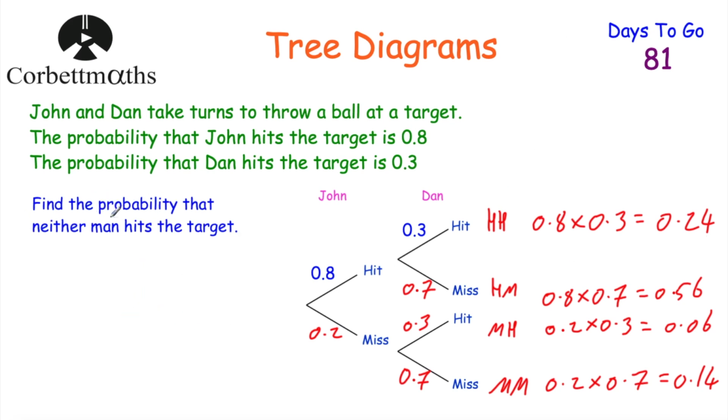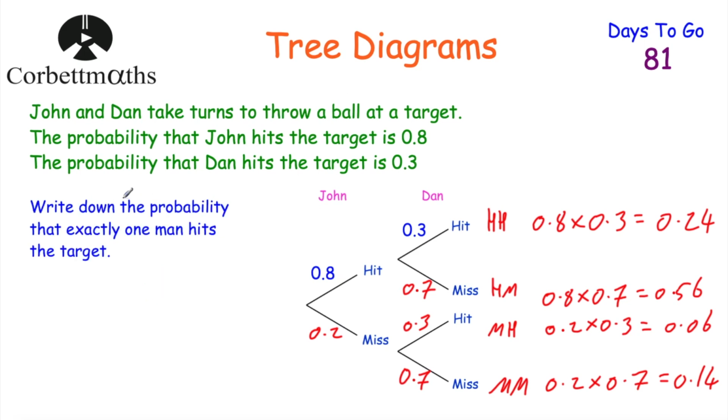Okay, the next question says, find the probability that neither man hits the target. So neither man hitting the target would be a miss and a miss. So that'd be 0.2 times 0.7, which is 0.14. So the probability of neither man hitting the target would be 0.14, and that's it.